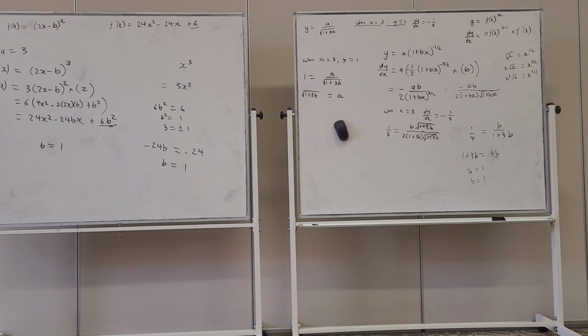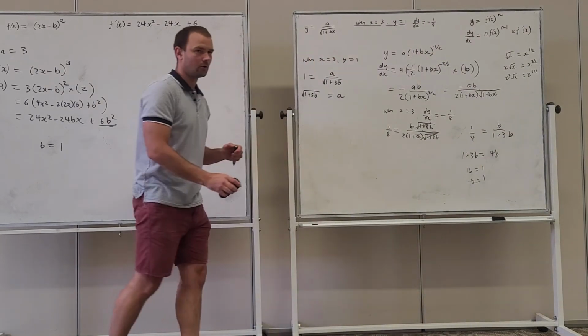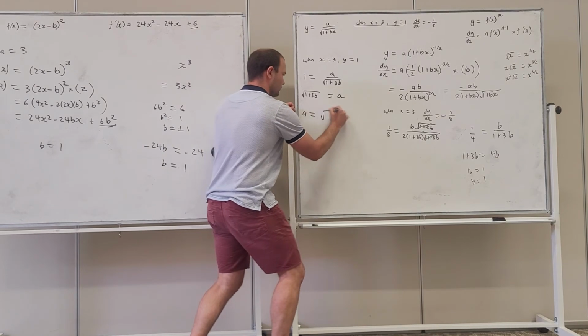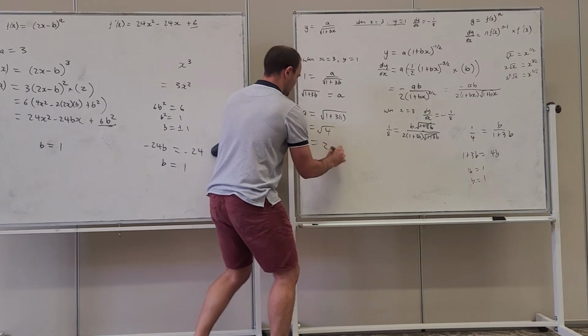So we've found b, and then we can use that to find a. a is the square root of 1 plus 3b. So a is going to be the square root of 1 plus 3 times 1, square root of 4, which is plus 1.